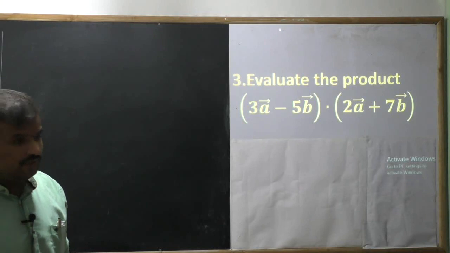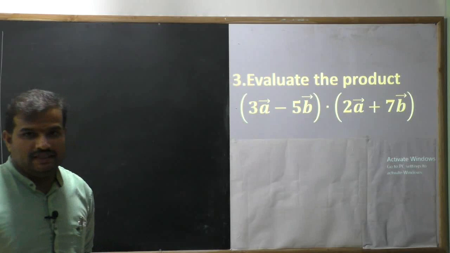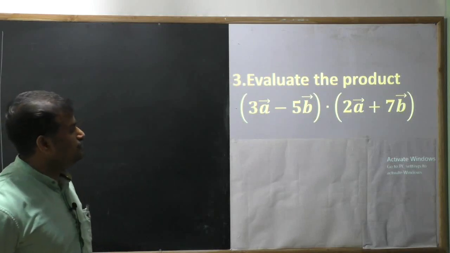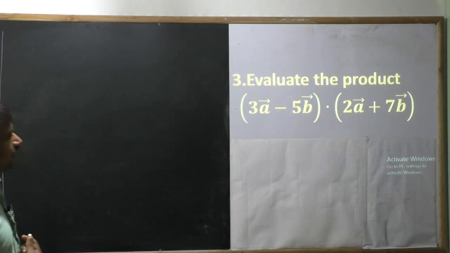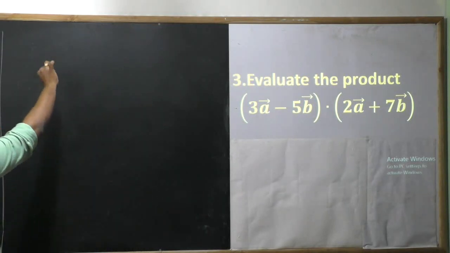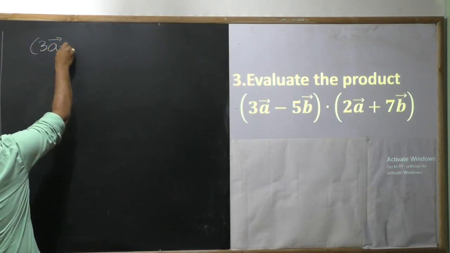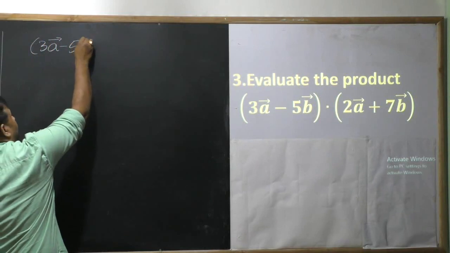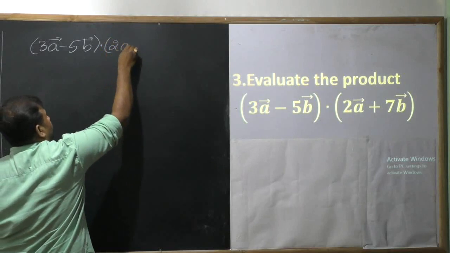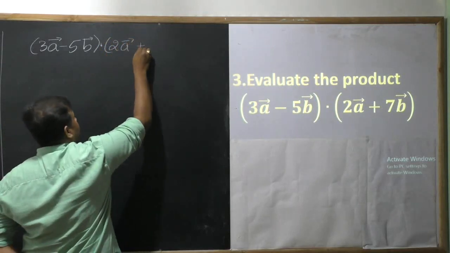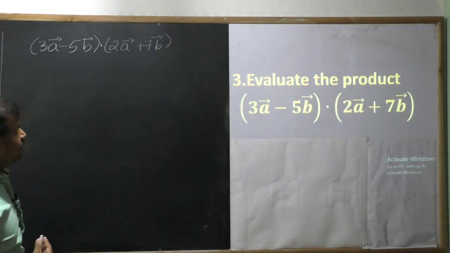Today's first problem is: evaluate the product (3a minus 5b) dot (2a plus 7b). So how to calculate this? The given problem is 3 into vector a minus 5 into vector b, dot 2 into vector a plus 7 into vector b. As usual, we multiply it in the same way.